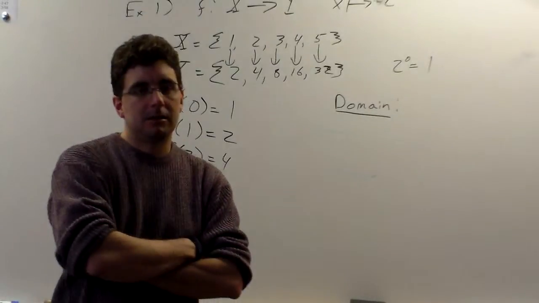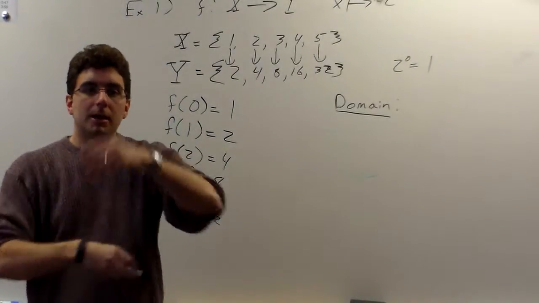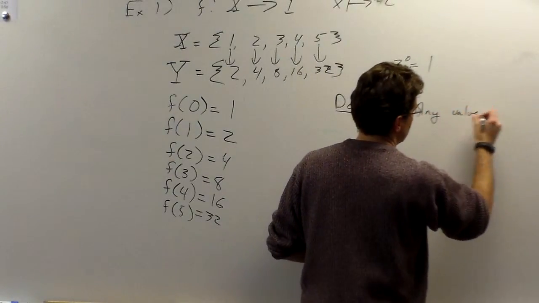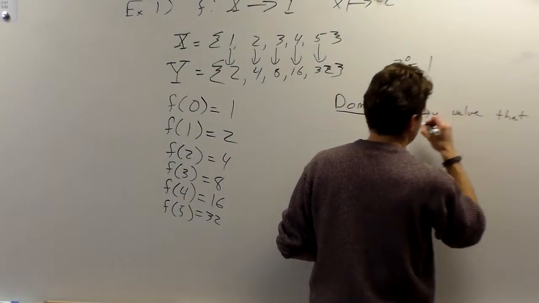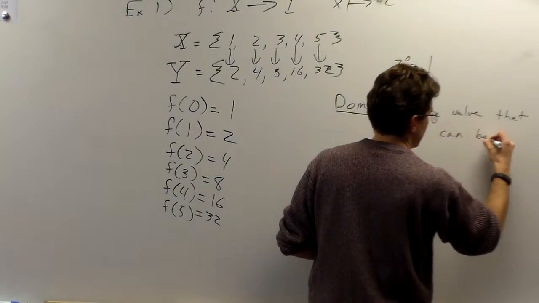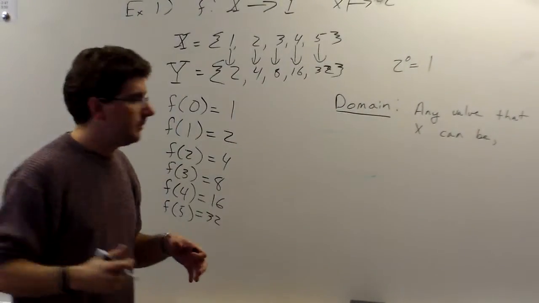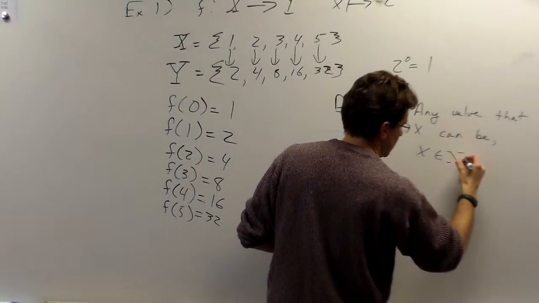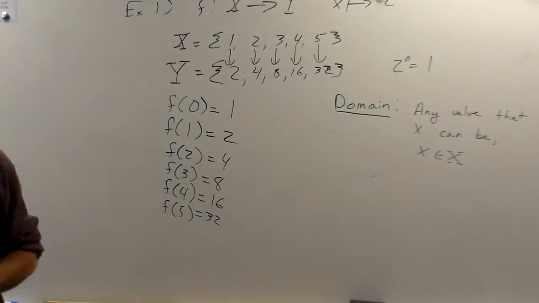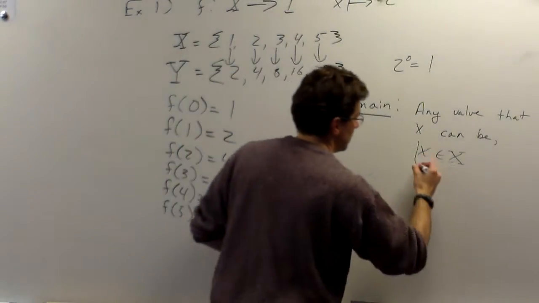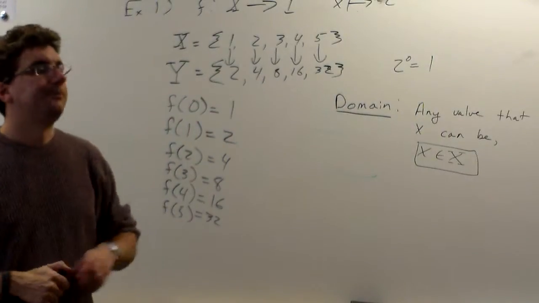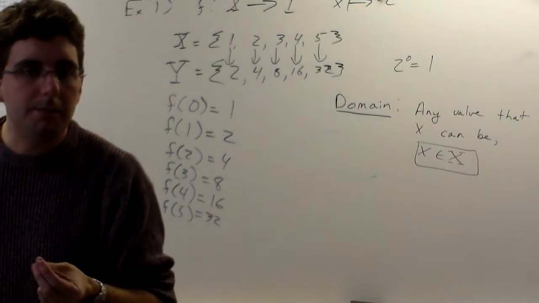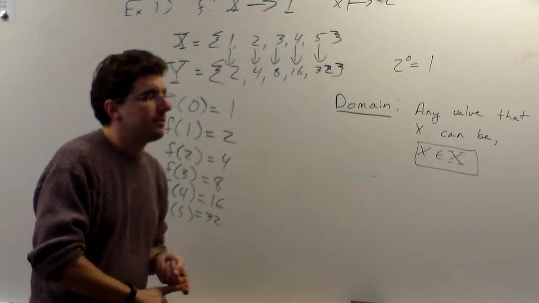It's what x can be. It's any value that x can be. In the context of this problem, our domain, x, is an element of big X. Exactly. That's our domain. So in this case, our domain is not even all positive integers.